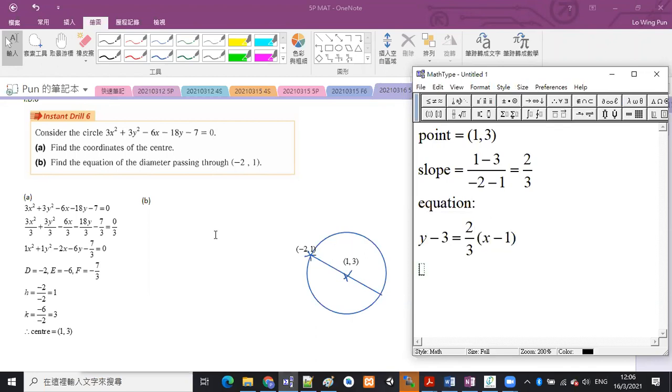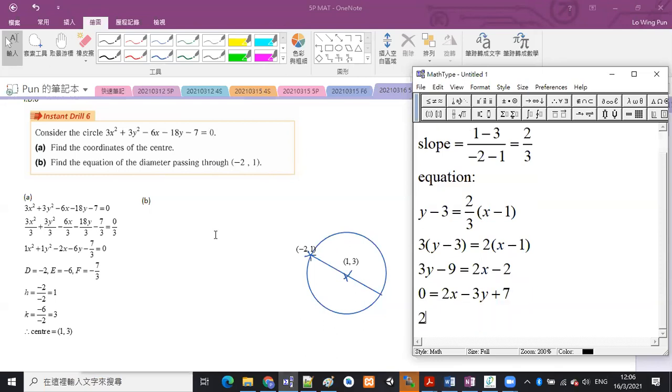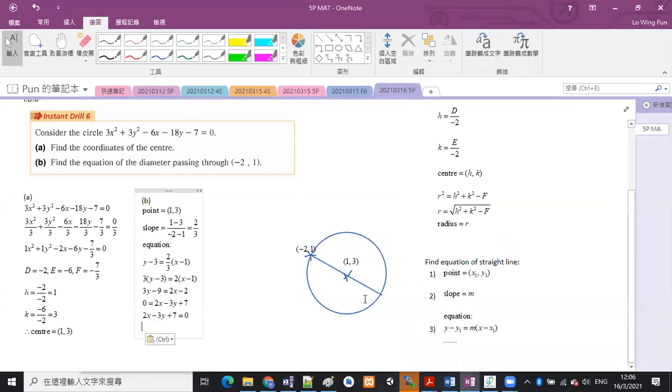We have a fraction, so just multiply 3 to the left-hand side. Expanding the bracket, and then move all the terms to the side where x is positive, so that is to the right. 2x minus 3y minus 2 plus 9, that is plus 7. Then write the answer on the left, like this. That is the answer, the equation of the diameter passing through -2 and 1. Is that okay?